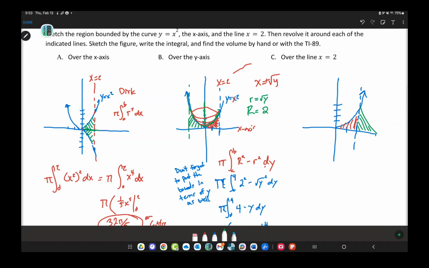But what's the center of my disk? x equals 2. So the radius of my disk would be that 2 minus the function. I'm still rotating across a vertical line, right? So the function has to be f of y. Here is x equals 2, and this is x equals square root of y. So my radius, r, will be 2 minus the square root of y.